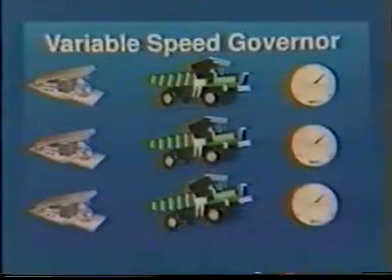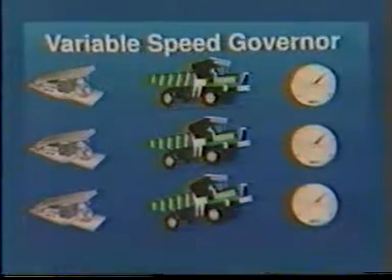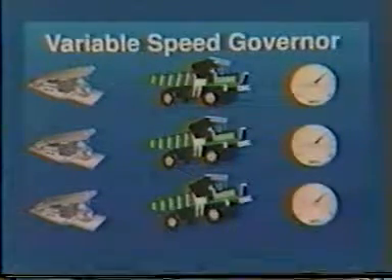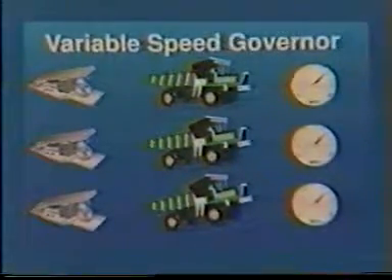The variable speed governor varies engine speed in direct relationship to throttle position. The governor tries to hold the engine speed constant at a fixed throttle position.